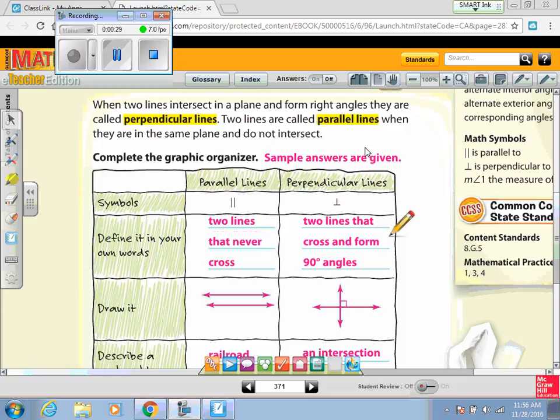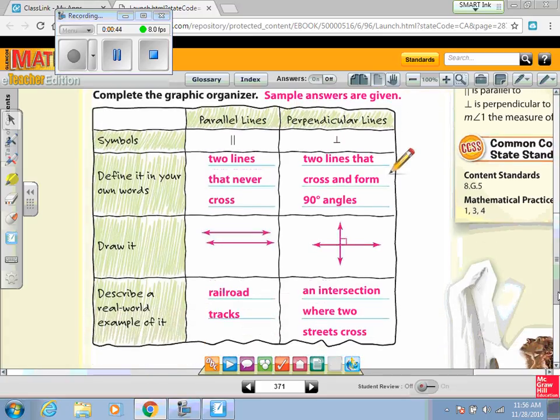So when two lines are intersecting on a plane and they form a right angle, that's what we call perpendicular lines. And two lines that never intersect are parallel lines. And we've already talked about that before. You should fill out the graphic organizer in your book so that you know what the symbols for parallel lines and perpendicular lines look like, what their definitions are, how you draw them, and also there are some real world examples to help you remember the difference between perpendicular and parallel lines.